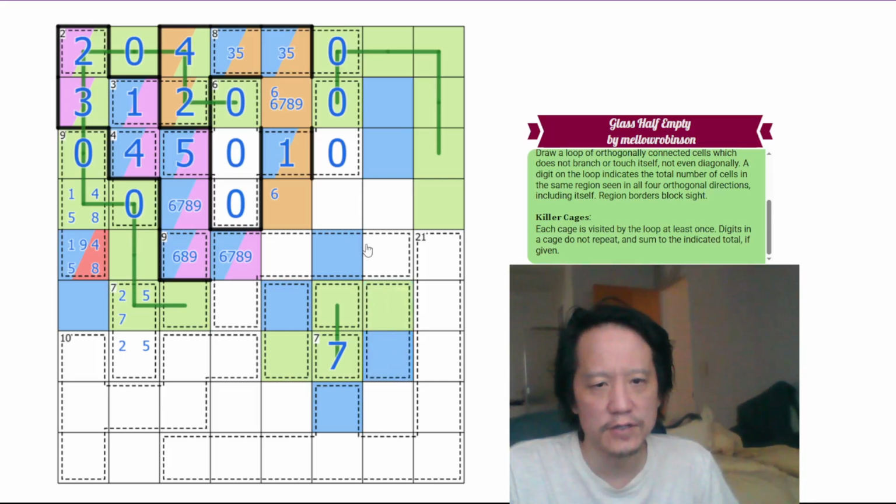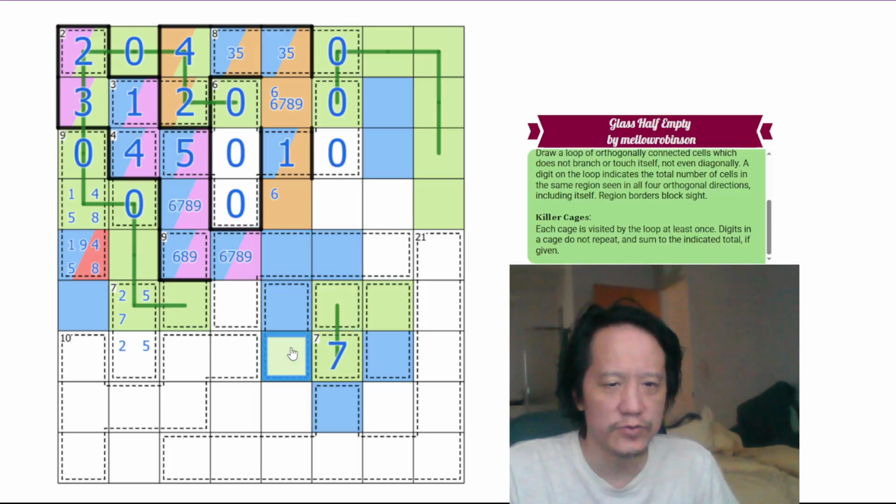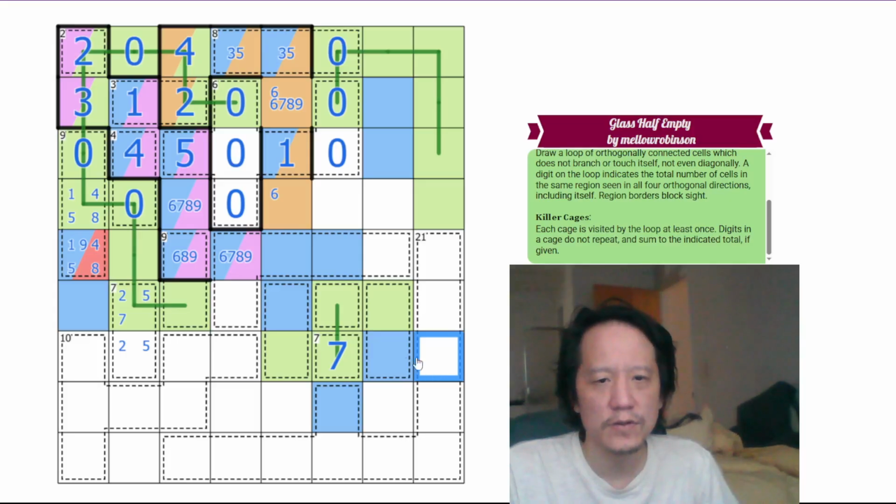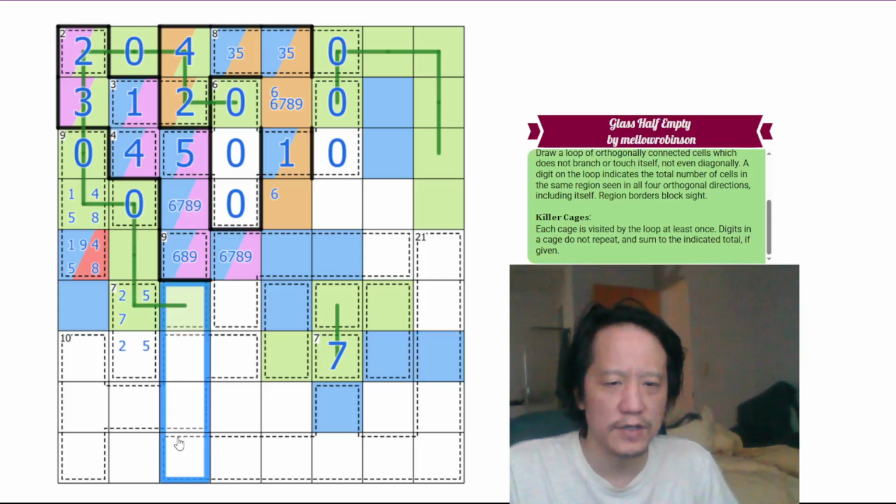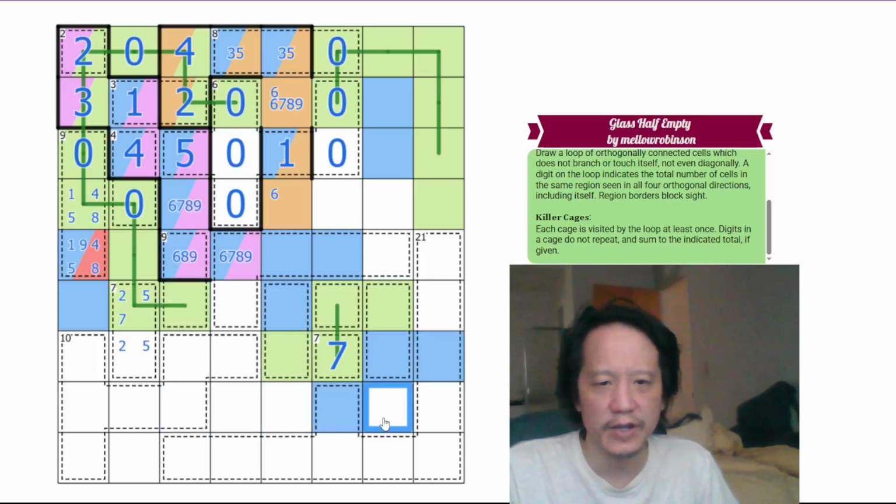So this is not on the loop. This can't be on the loop because it would be touching itself then. This can't go here and then exit back out, so this is not on the loop. Same with this. It can't enter it here and then exit back out, which it needs to, so none of this is on the loop. So this must go this way. This has to go that way.